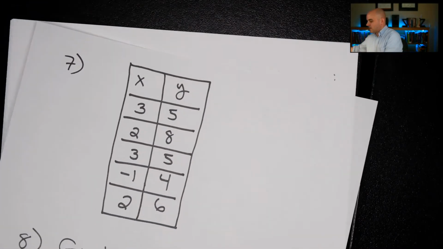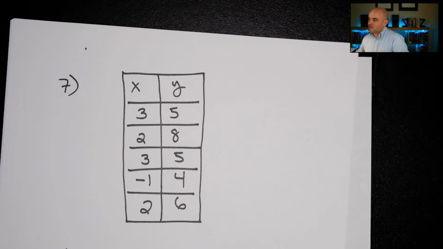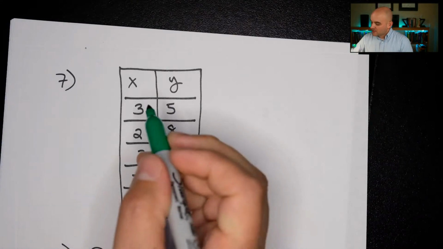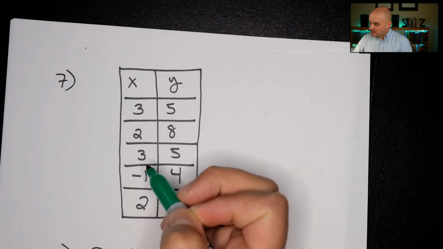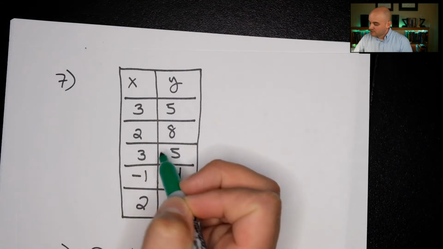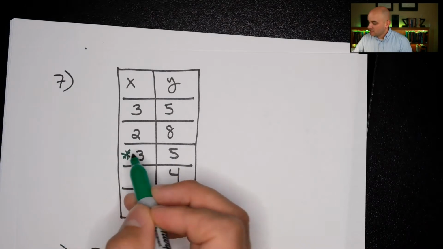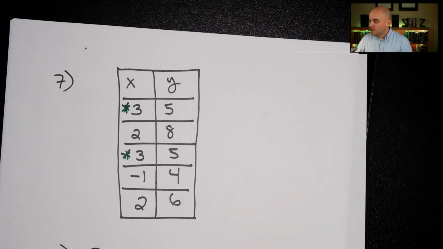Another way we can look at this is through tables. So let's look at a table representation of a relation and determine whether it's a function or not. This one we can kind of use just like we did with ordered pairs, and we can say, look, I've got an input of 3, out comes a 5. I got an input of 2, out comes an 8. So far we're good.